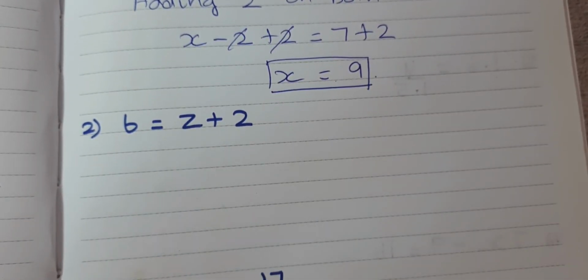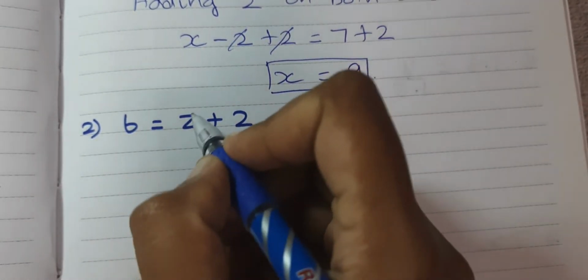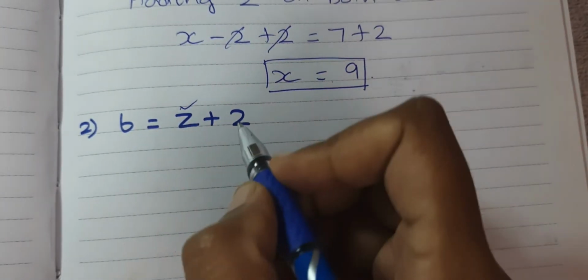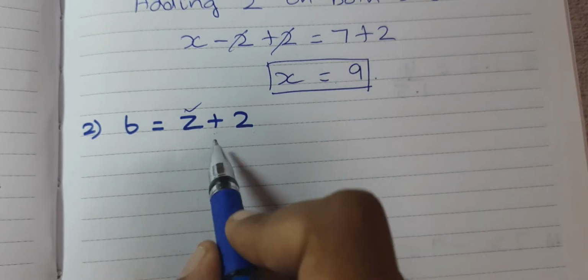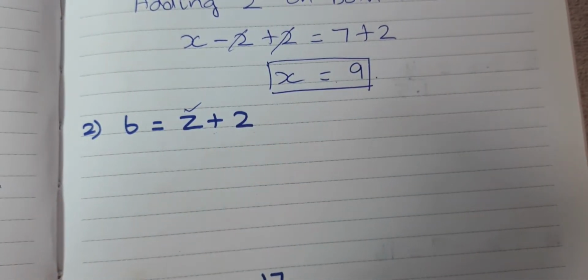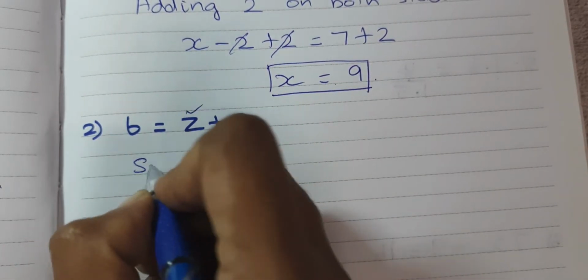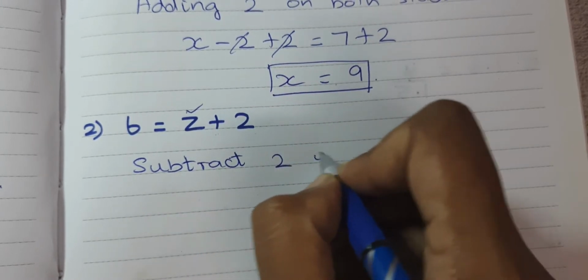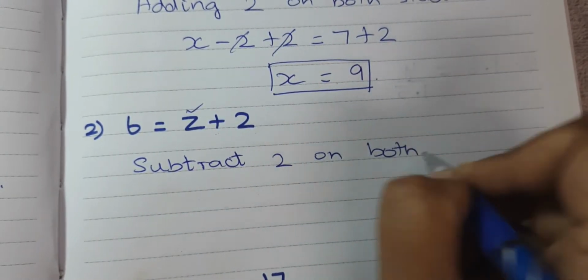6 equal to z plus 2. Here z is the variable. I have to find out the value for z. So I am having plus 2 here. Plus means automatically you have to do the subtraction. So that only I can easily cancel. So subtract 2 on both sides.